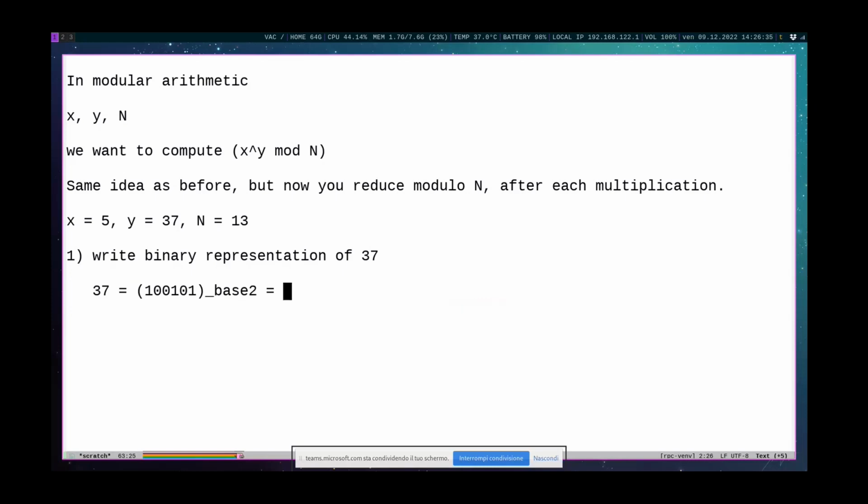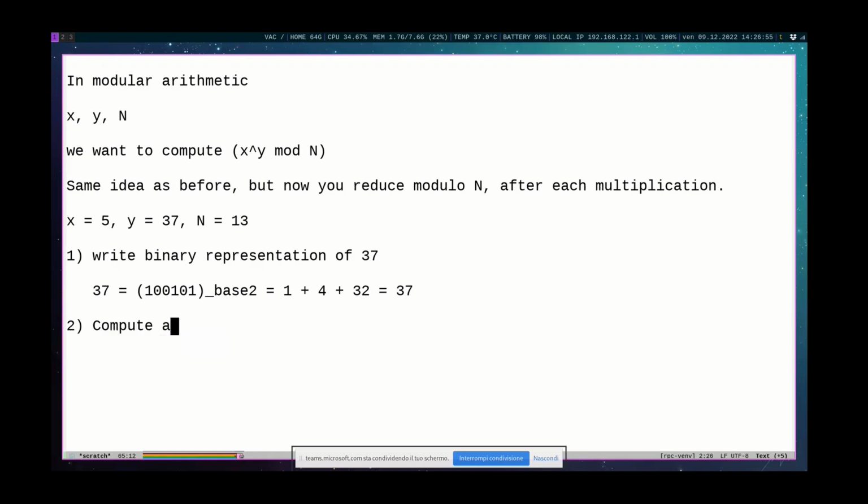Base 2, that's equal to 1. So this is the first. Then 2, 4, so we have to add 4. 8, 16, and 32. So that's 37. Okay, so we write the representation.